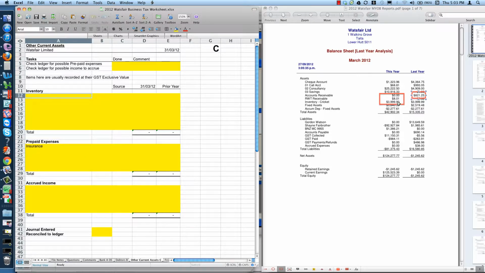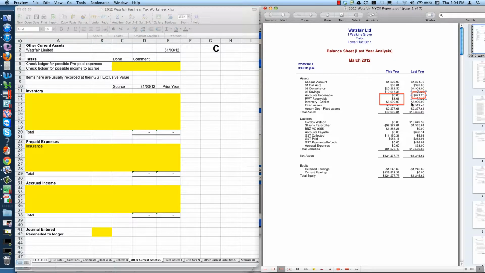Now in this case, the client has recorded an inventory line for cricket items for $3,999.99. An immediate red flag here is that that is the same amount as in the previous year. Now that tells us that they have not been keeping their inventory system in the ledger up to date, or in this case we haven't been doing it, and that would be an immediate area where we might want to ask some questions. Now, in this particular situation, what we know, which is on the file from last year, is that this is actually stale inventory that we are progressively writing off.